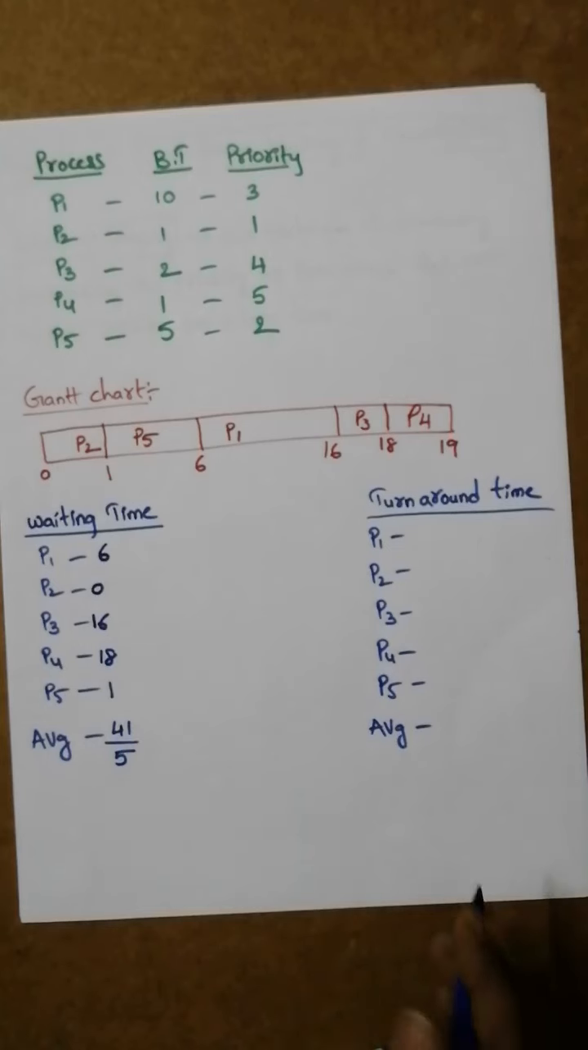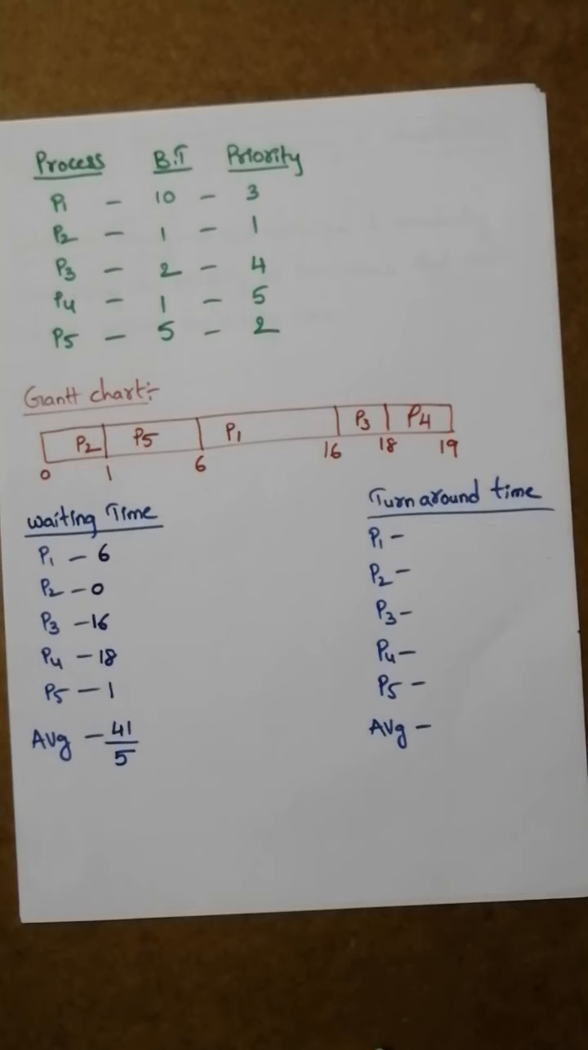Now let's see the next one, turnaround time. Turnaround time, we have learned the formula as completion time minus arrival time. But here in this case we have seen that arrival time is 0 for everything, means everyone came at the same time. So we'll just take completion time instead of subtracting arrival time from that. Directly I'll take completion time.